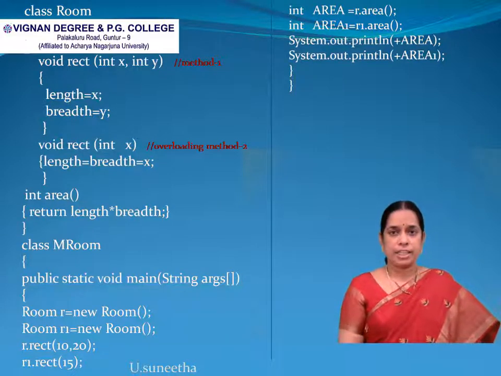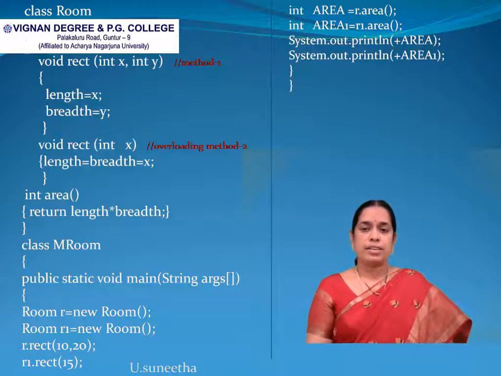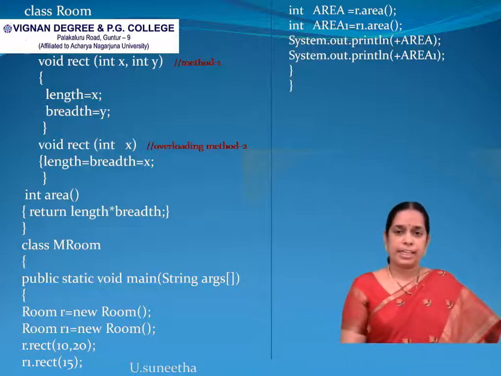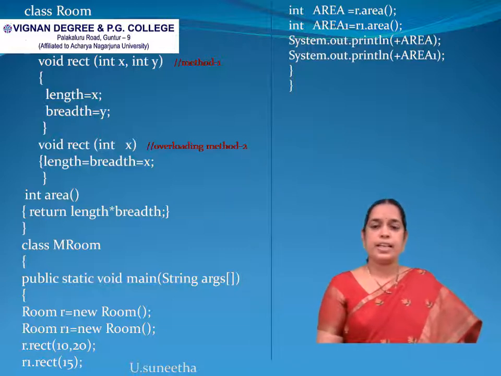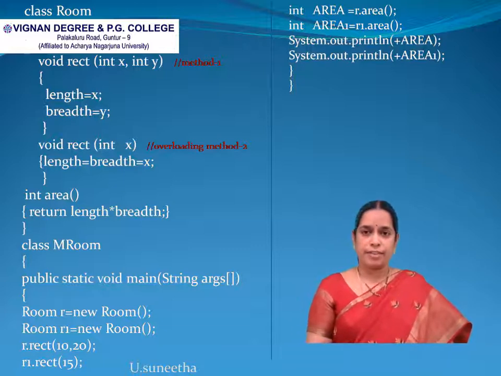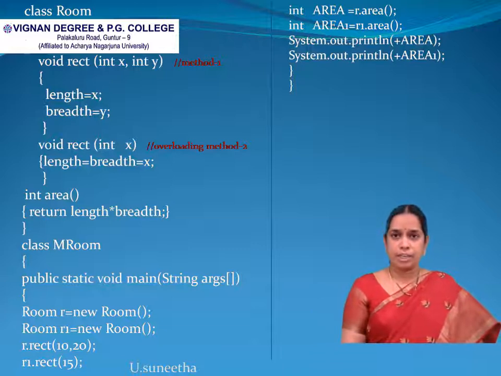In this example, there are two classes, namely Room and MRoom. In the Room class, there are two variables, namely length and breadth, and it has a method rect, which takes two parameters, namely x and y. Within the body of this method, we store the values of x and y in length and breadth. Finally, the first method has been closed.